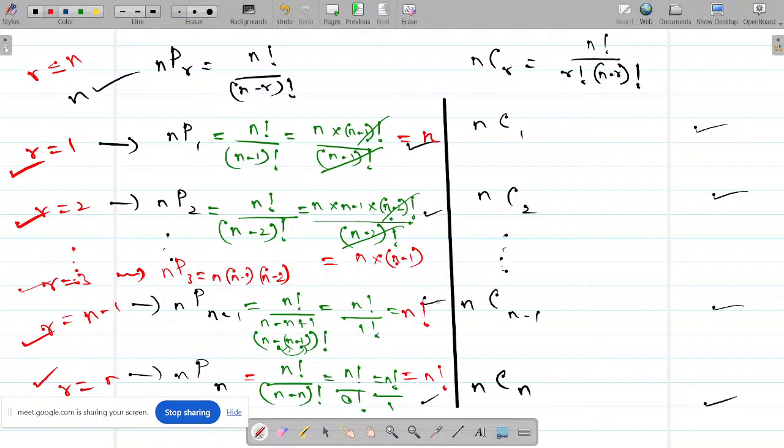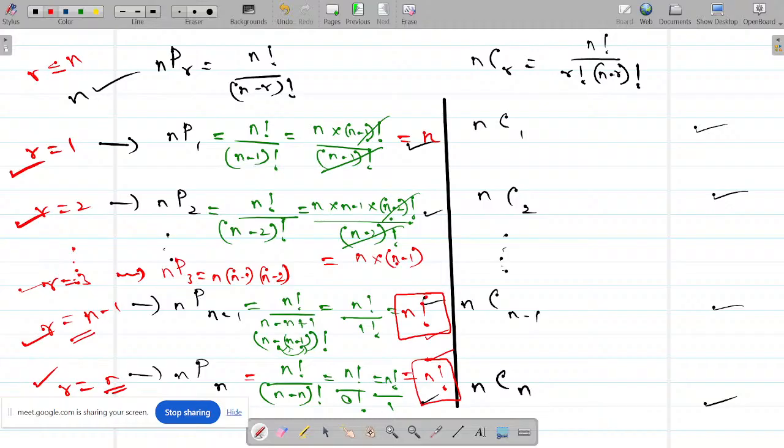Let me box the values. I'm discussing only these two cases. Which means the number of arrangements in the two cases is the same when r is equal to n minus 1 and when r is equal to n. This is your first result. You can make a note of it now.